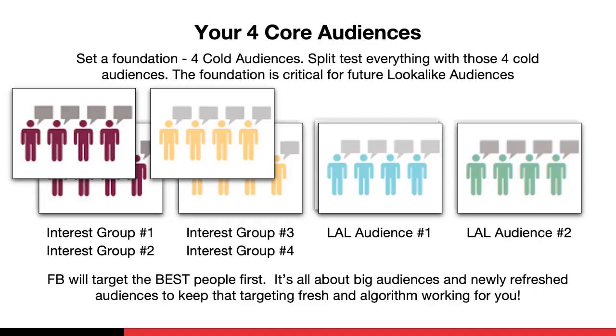Now, out of those four core audiences, I'm also going to go ahead and kick up two new lookalike audiences. So essentially, I'm coming up with six new audiences every single month, at a minimum. But at least I'm coming up with four core audiences to keep training that pixel. Facebook's going to target the best people first, so it's all about big audiences.